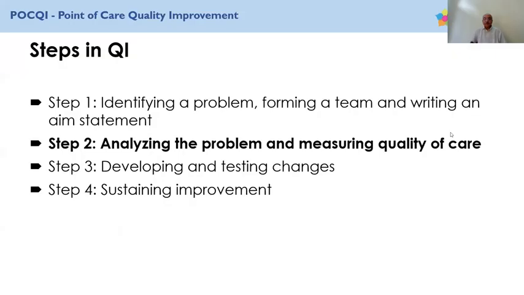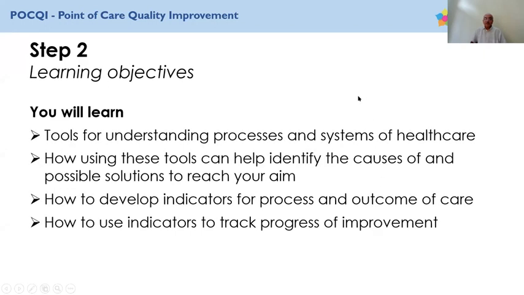So step 2 is analyzing the problem and measuring quality of care. Here the objectives would be: tools to understand the process and systems of healthcare, how to use these tools to identify the causes and possible solutions to reach our aim, to develop indicators for process and outcome of care, and to use indicators to track progress of improvement.